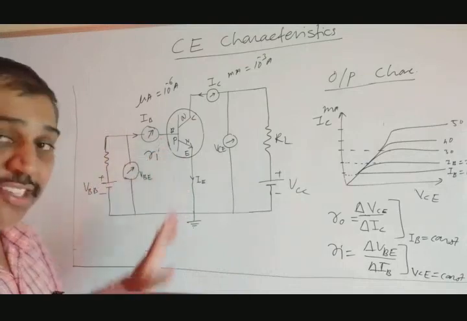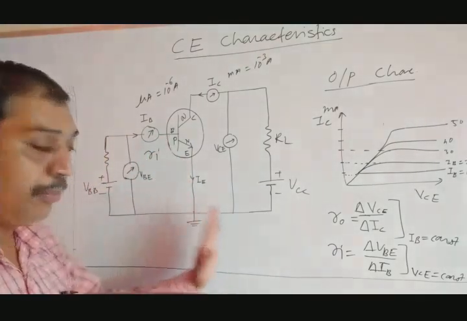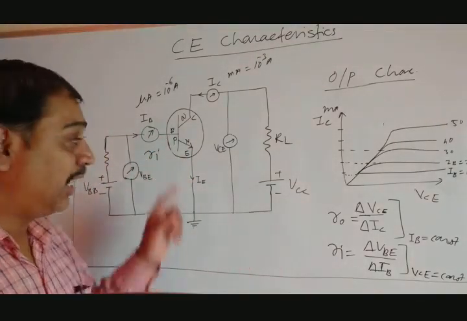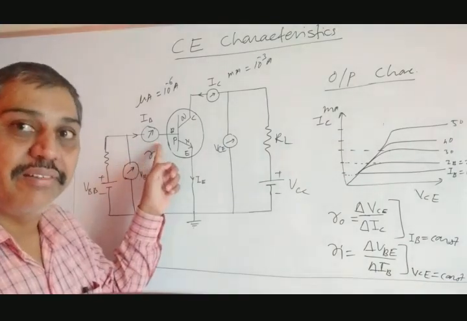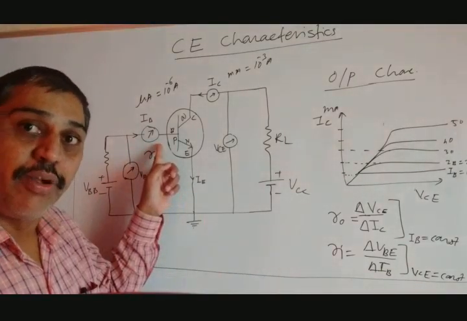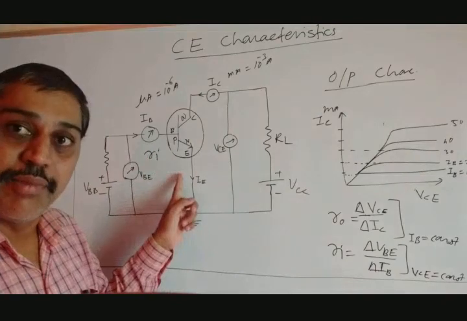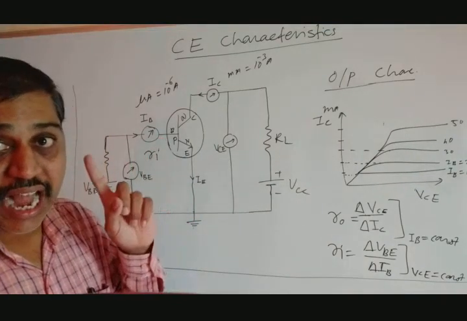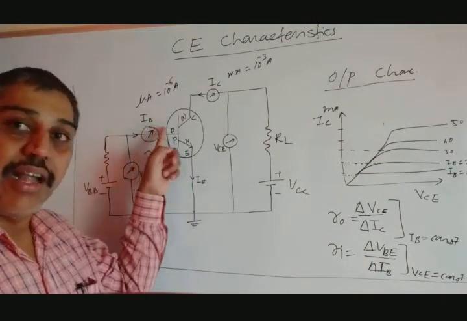As emitter and base position get changed, base is common for input and output. In that case, the input current becomes emitter current. Are you getting? Input voltage may be VB, it remains the same, but input current gets changed. It is IE. Now it is IB.